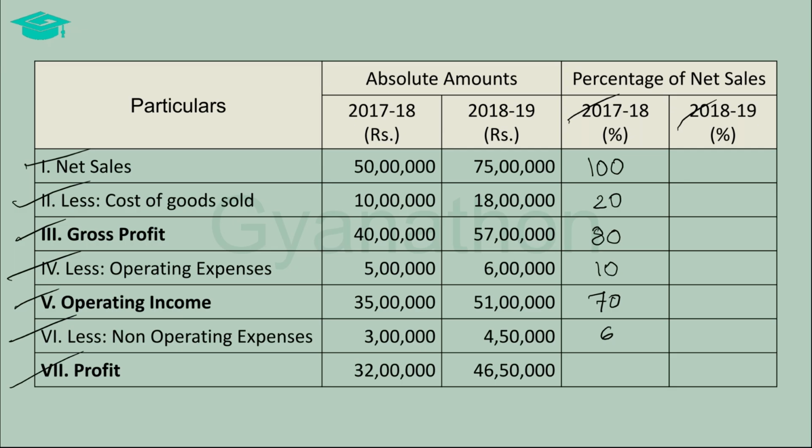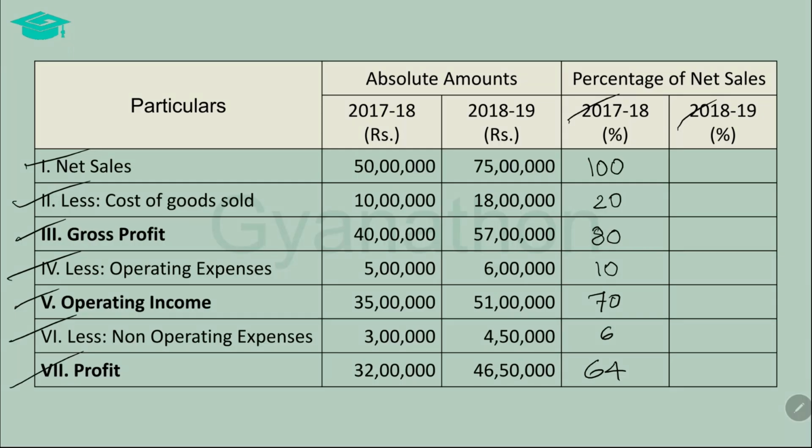The percentage of the resultant profit is 32 lakhs divided by 50 lakhs multiplied by 100, that is 64%. So ultimately, on a net sales of 50 lakhs, the company is earning a profit of 64% on net sales after deducting all the relevant expenses. Now let us come to the year 2018-19. The common base here again is net sales.